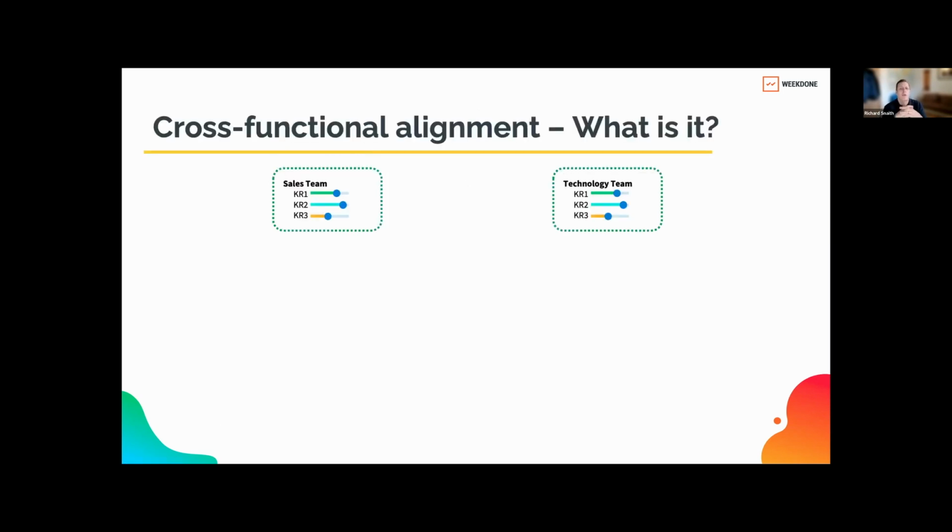I want to talk about cross-functional alignment now, and we're just going to do this briefly because we see it as one of the areas that a lot of people get knotted up on. They focus on cross-functional alignment. I think it comes out of reading some OKR content, but not understanding quite what it truly means.